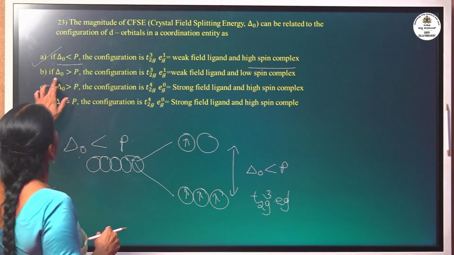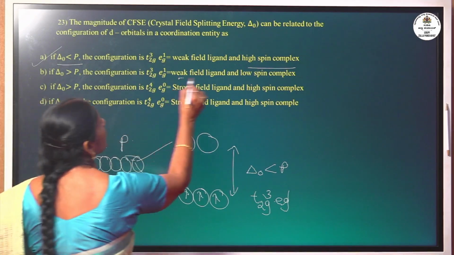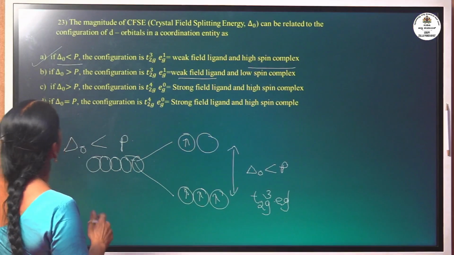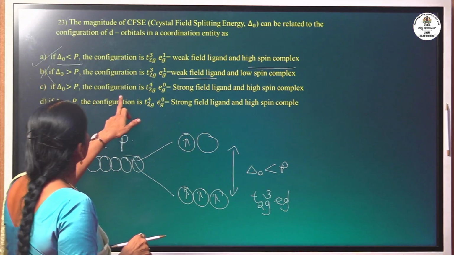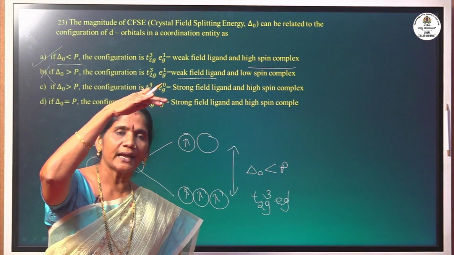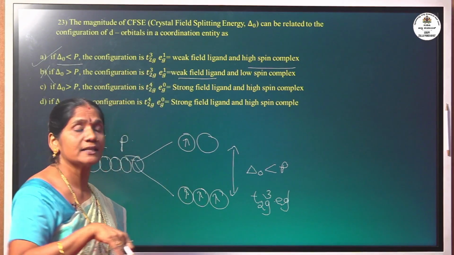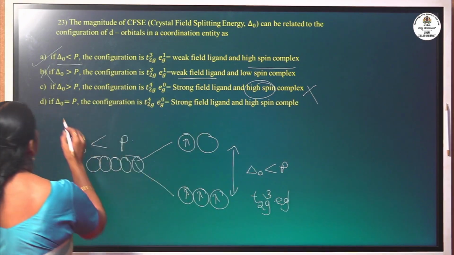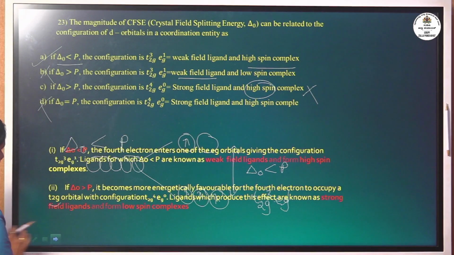But let us see, if delta O is more than P, it is not a weak field ligand. If the splitting is more, it is a strong field ligand. This can't be the answer. When it is a strong field ligand, splitting is more, electron pairing takes place, and it should be a low spin complex, and this is not possible. So A is the correct answer.